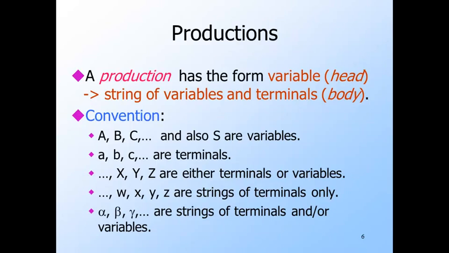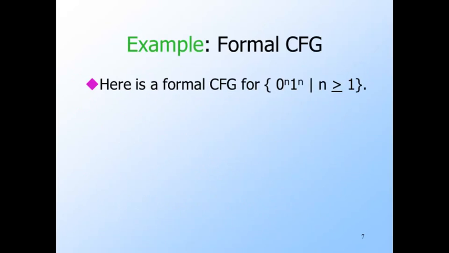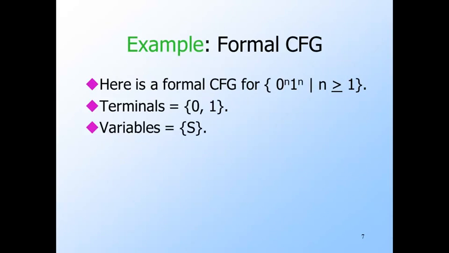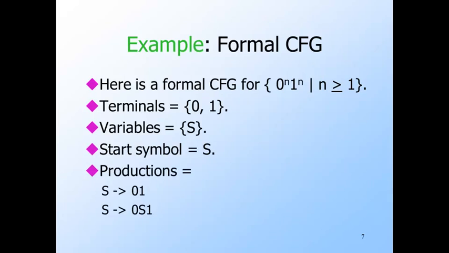We'll design a grammar for the language of strings with the form 0^n 1^n. The terminal alphabet is 0 and 1, of course. We need only one variable in this case. We'll call it S. S will be the start symbol. There's no other option since it is the only variable. And here are the productions which we explained earlier in our informal discussion.